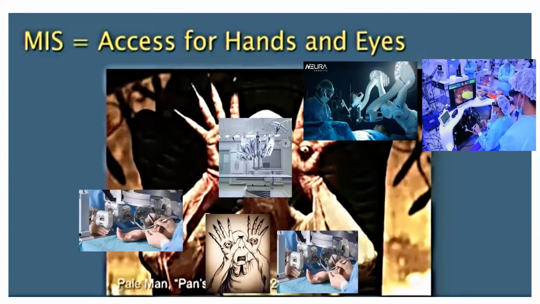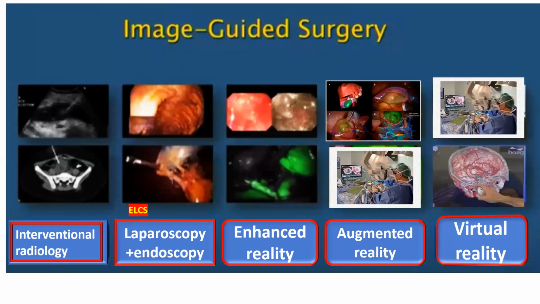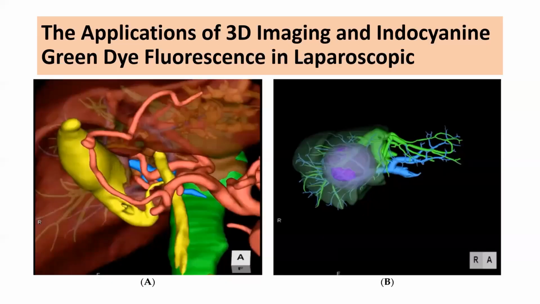So this is a horror character named Pale Man who has his eyes in his hands, and we should not be doing any horror stories, but we should be utilizing our knowledge. We should have our eyes in our hand, and our eyes are direct vision, then analog, then various camera systems, and image guided surgery, such as with the help of interventional radiology, laparoscopy, endoscopy combination, enhanced reality, augmented reality, and then virtual reality, which is coming up now.